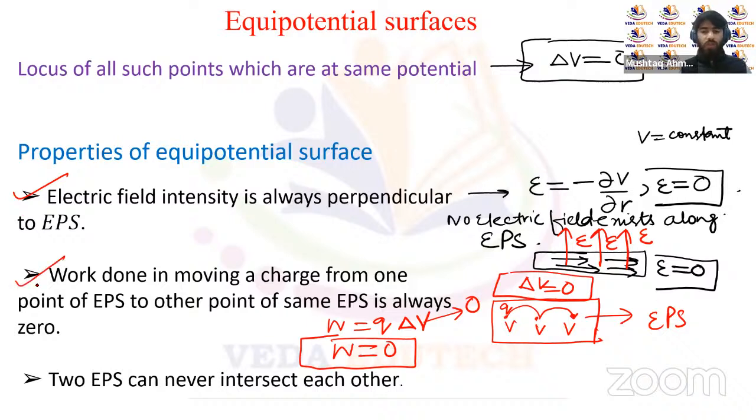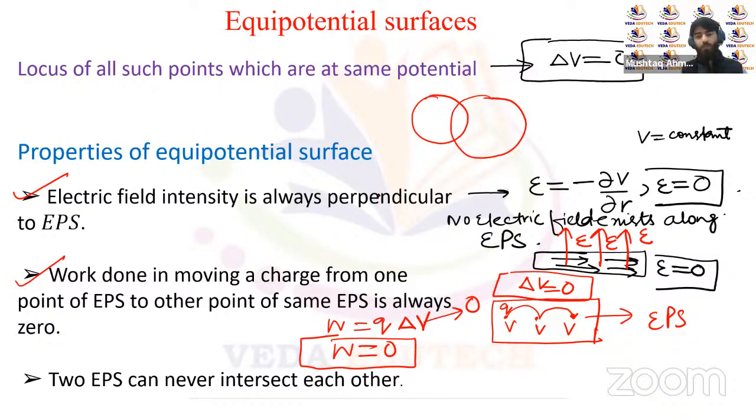This is a very important property, correct? One more important property is that two equipotential surfaces can never intersect, right? Let's suppose we have two equipotential surfaces. This is one equipotential surface, this is another equipotential surface.